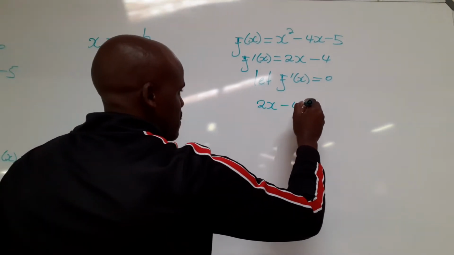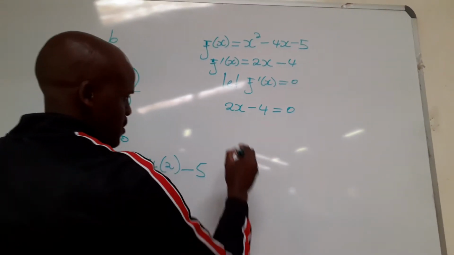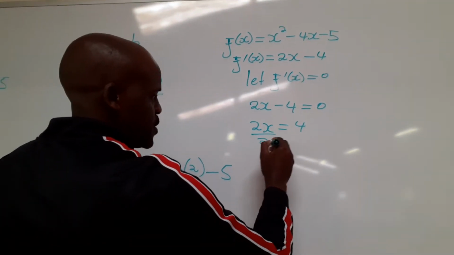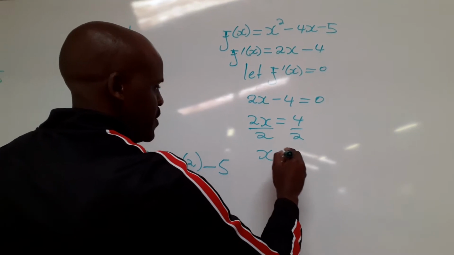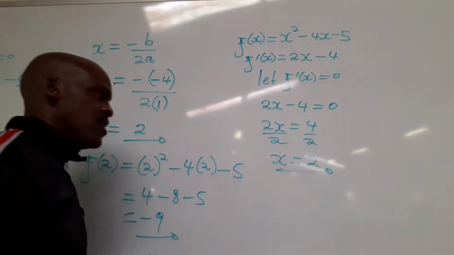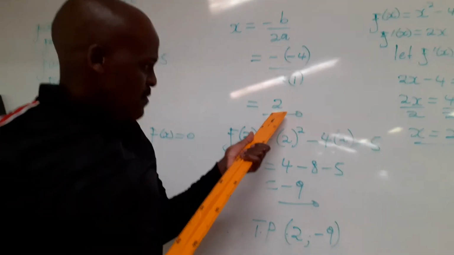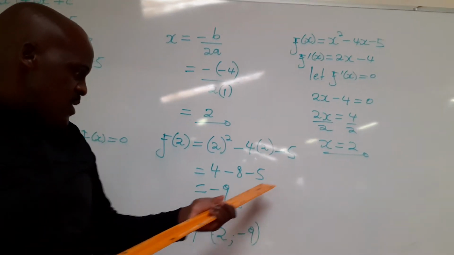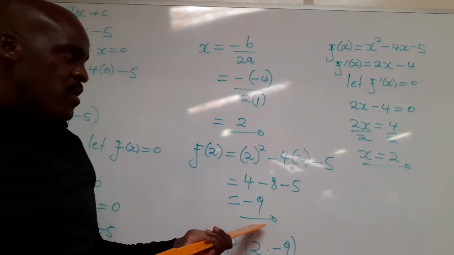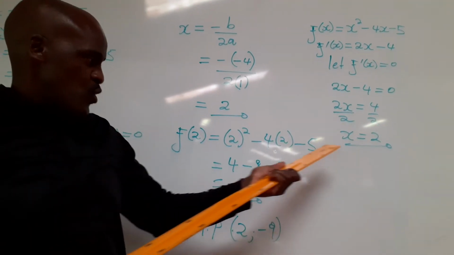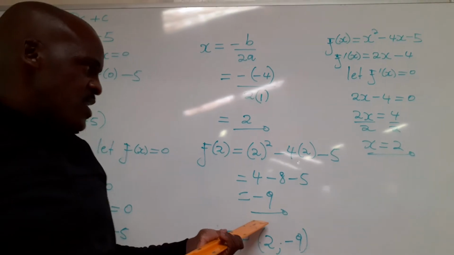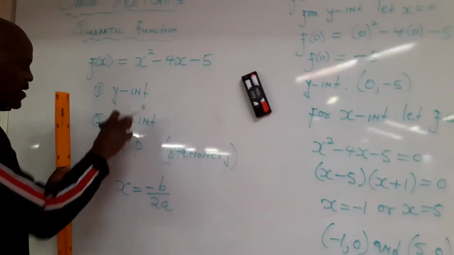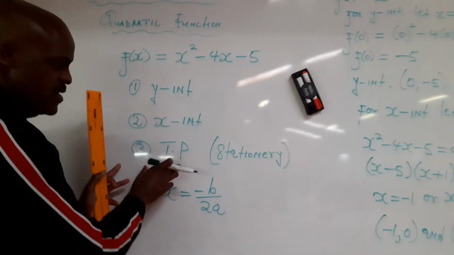2x minus 4 is equal to 0. Therefore, 2x will be equal to 4, we divide by 2, and then our x will be equal to 2. When you look, we've got the same value of x. This x will give us the same value of y. If you substitute x into the original, we are going to get negative 9. Right, we've got all our points: x-intercept, y-intercept, and the stationary point.